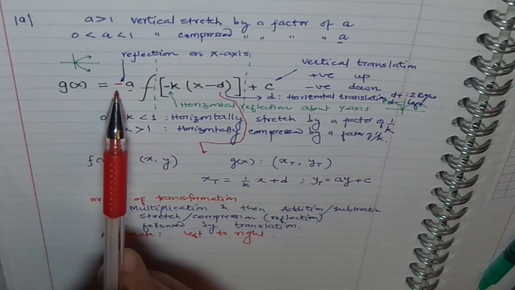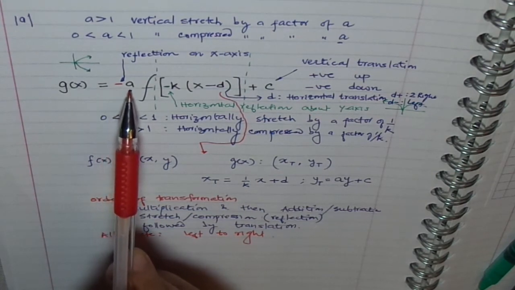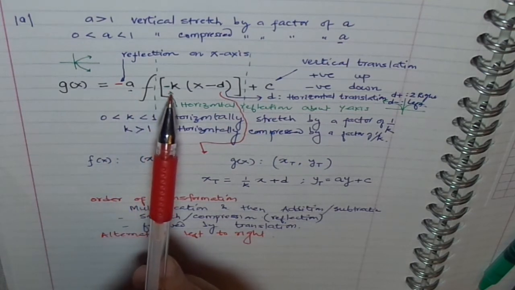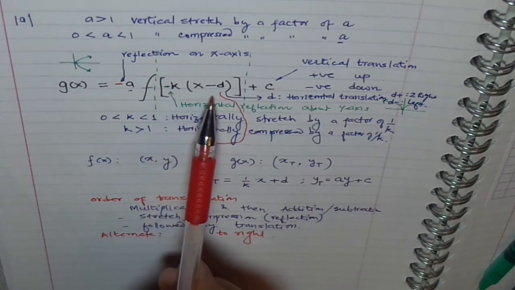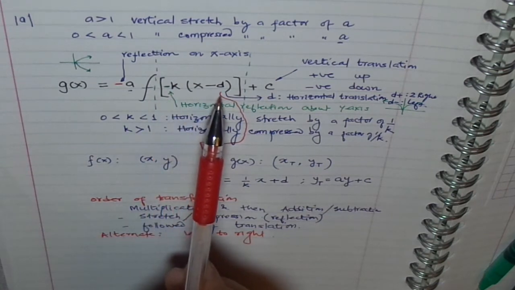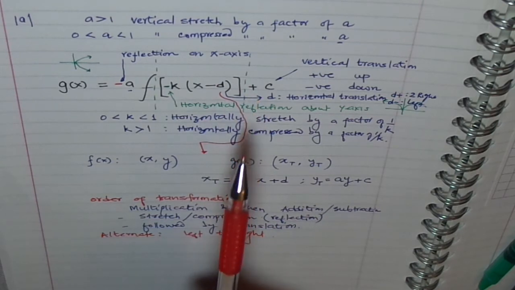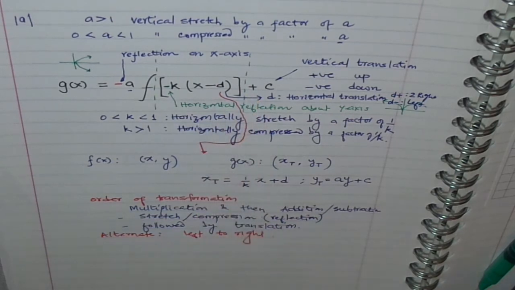For example, here, do reflection and vertical stretches and compression. And then you do reflection and horizontal stretches and compressions. And then you do horizontal translations left or right. And finally, vertical translations up or down. The sequence is very, very important. If you don't follow the sequence, you will end up with a wrong graph.